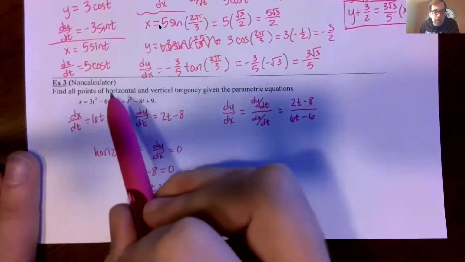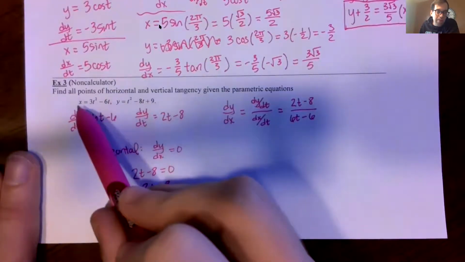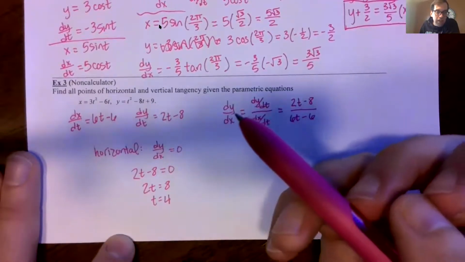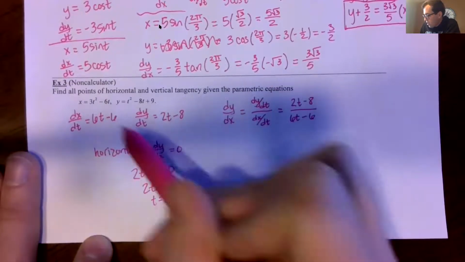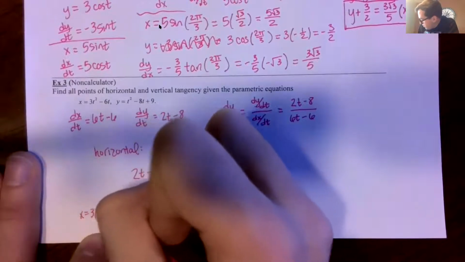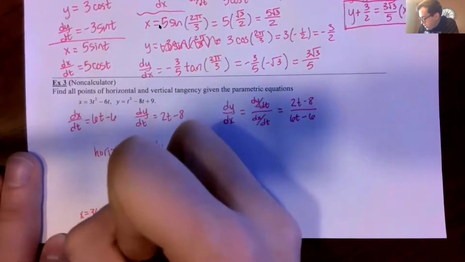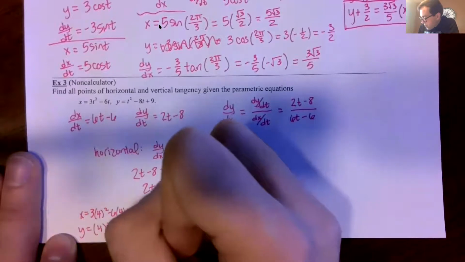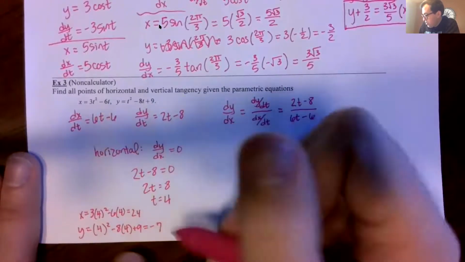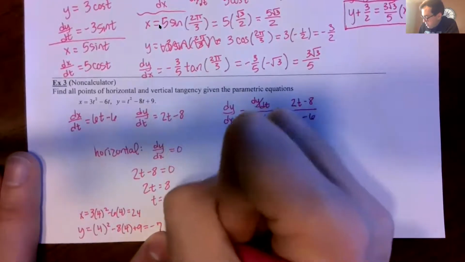And that doesn't answer the question, though. It wants to know the points with the horizontal and vertical tangency. So we know t is 4. We got to plug that back into the original for x and y to find the actual ordered pair where this is happening. So for x, we're going to plug in 4 for t. So that's going to be 24. And for y, we're going to plug in 4 for t, and that's going to be -7. So the point with the horizontal tangency has an ordered pair of 24, -7.